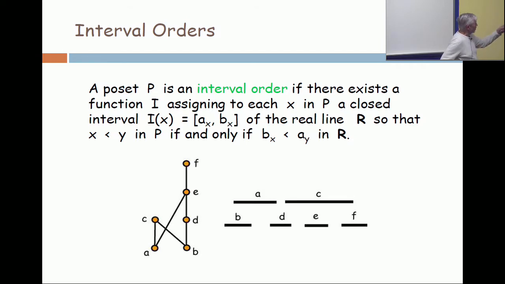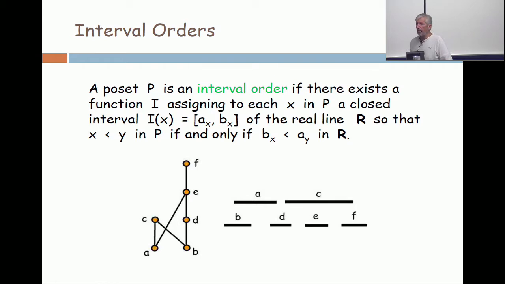So imagine that you have these jobs. Think of the intervals as corresponding to jobs, and they have start times and ending times. And so there's a natural partial order in which you say that one job is less than another one when it ends before the other one begins.